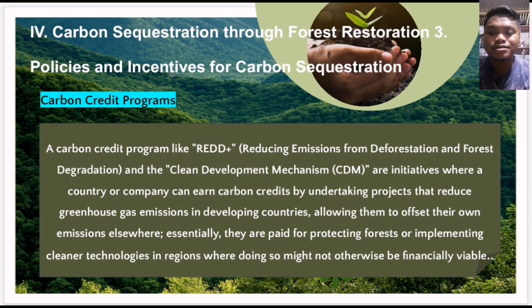The next is carbon credit program. A carbon credit program is a market-based mechanism that enables organizations or other stakeholders or countries to offset greenhouse gas emissions by investing in projects that reduce emissions elsewhere. For example, carbon credits represent a reduction of one ton of CO2 or carbon dioxide equivalent.